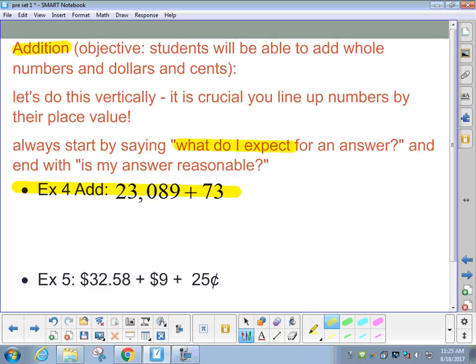You might be rusty. I know I'm rusty. But definitely understand that you want to add apples to apples. In other words, you want to add same place values. You want to add 1s to 1s, 10s to 10s, and so on. So make sure you line up the place values when you add, and when you multiply, actually.